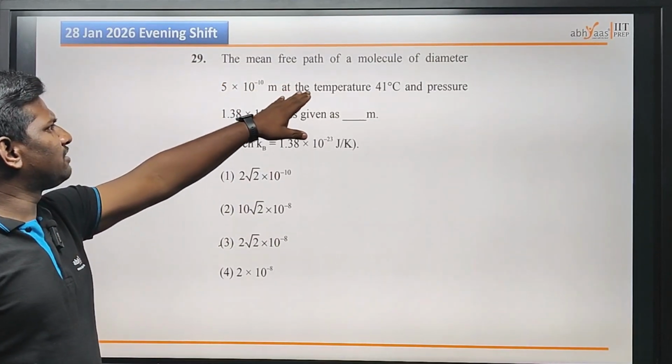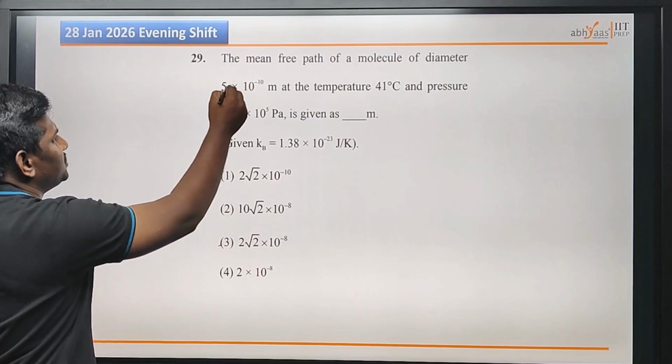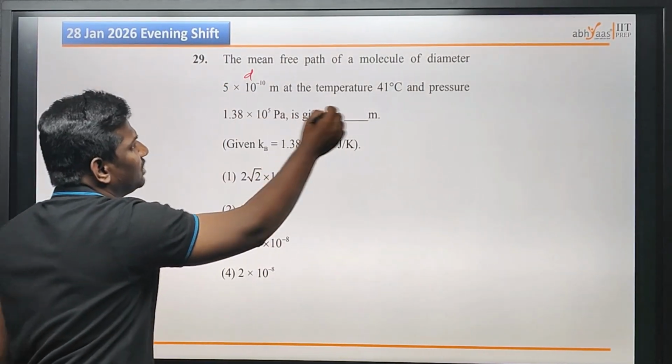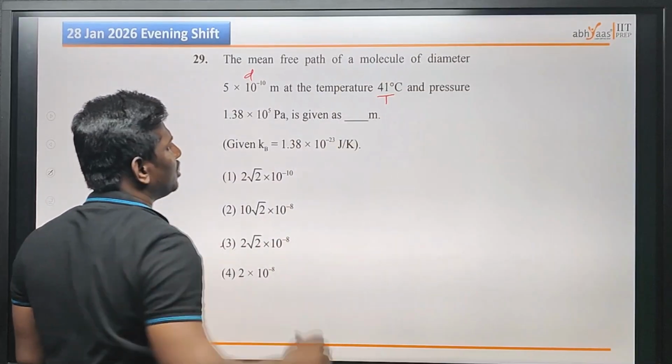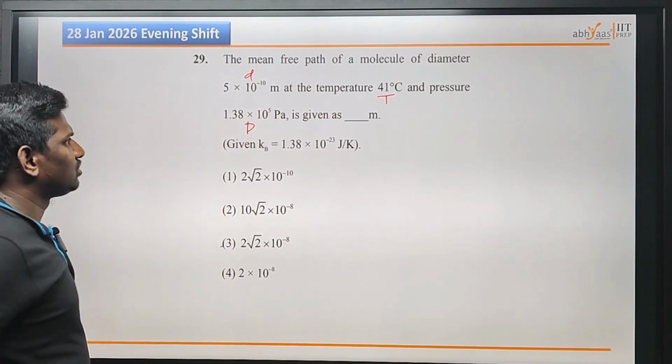The mean free path of a molecule of diameter 5, they have given the diameter. This is d. This is the temperature; you have to convert the temperature into Kelvin. This is our pressure. So what do you have to find?